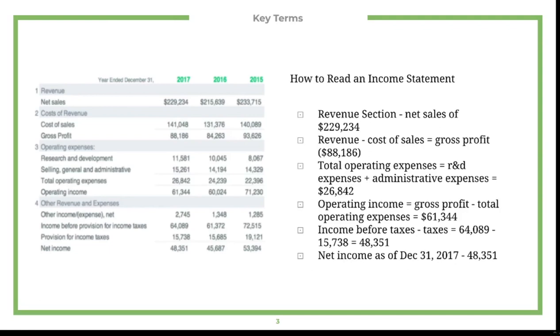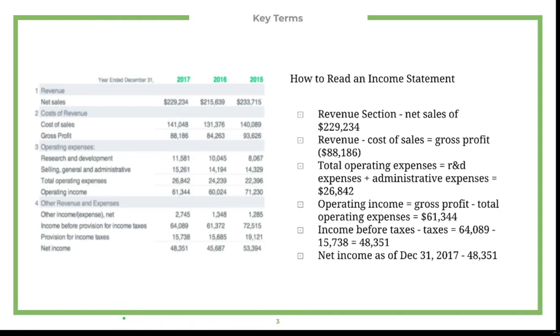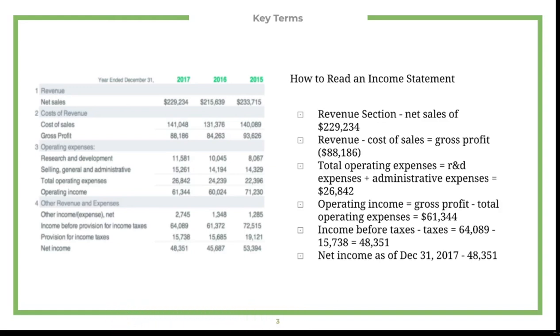So at the top you have your revenue section, and in it you have your net sales. So in 2017, that was $229,000. And then after that, you have your cost of revenue. So here we have our cost of sales, and this is basically how much money the company had to pay in order to get this amount of money. And when you subtract cost of sales from the net sales, you get your gross profit.